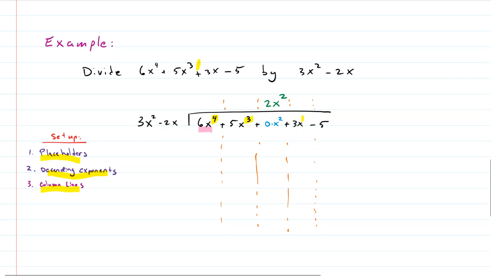So 2x squared times 3x squared gives us 6x to the 4th. 2x squared times negative 2x gives us negative 4x cubed.